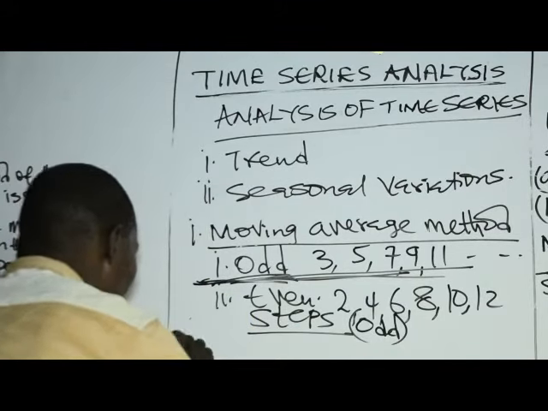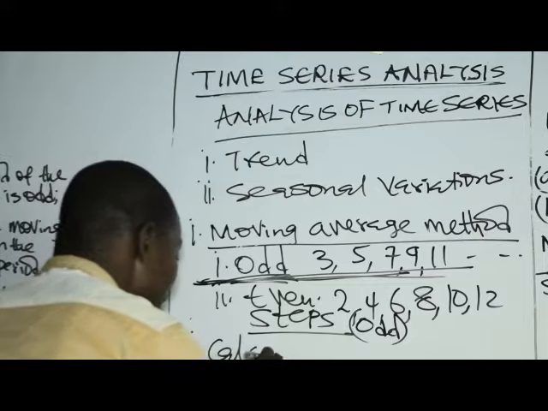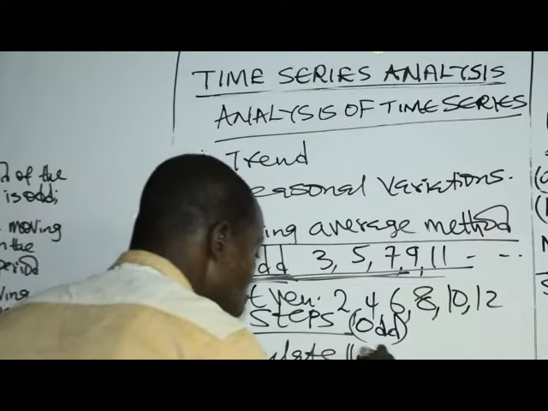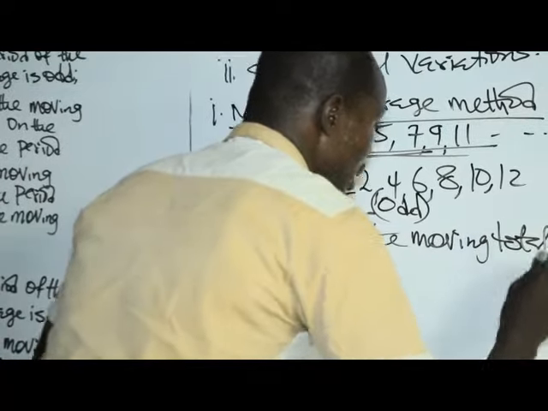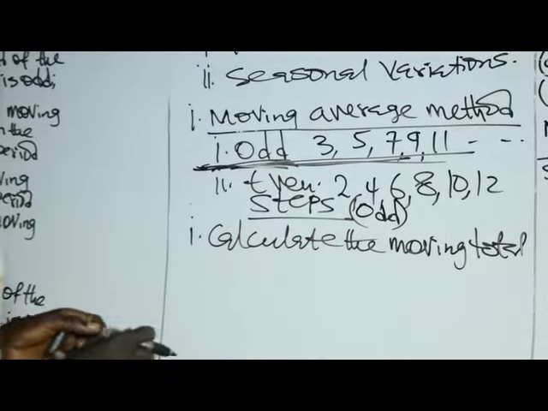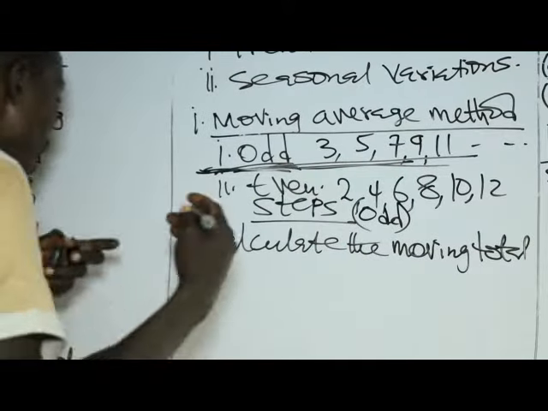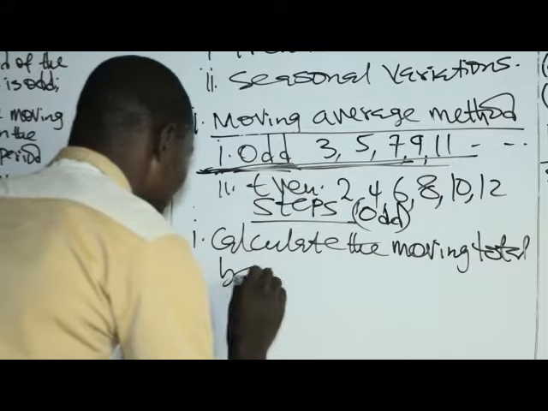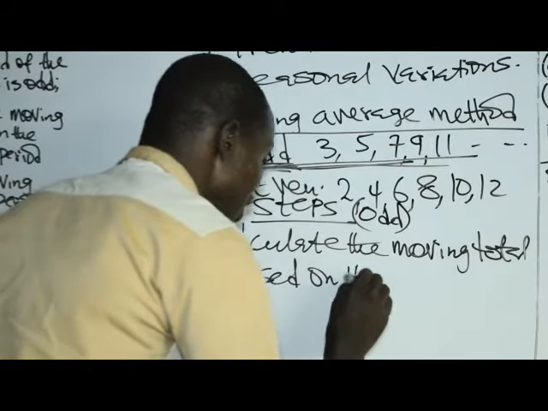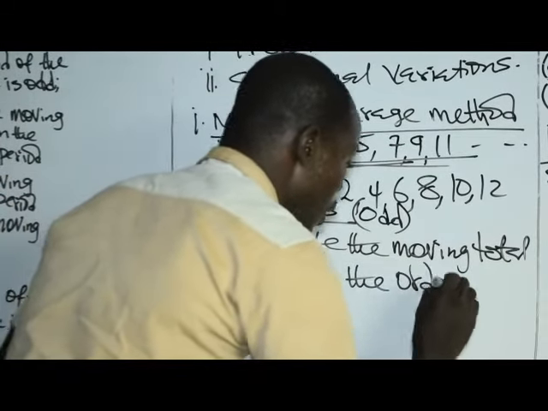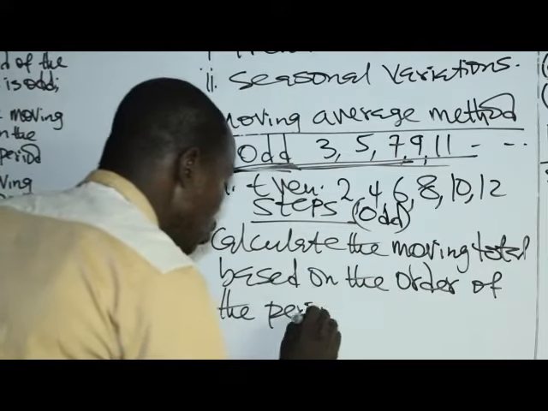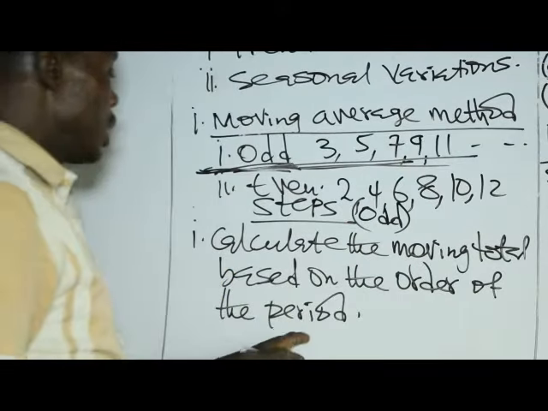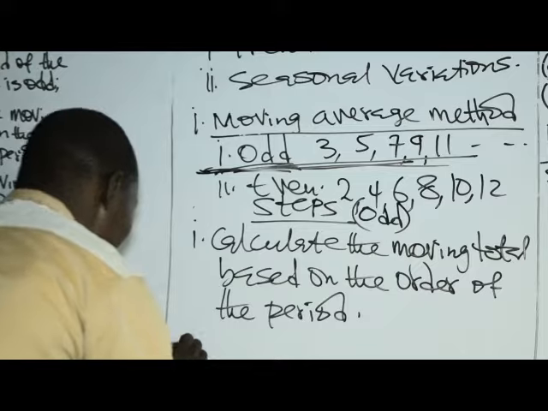The first step is to calculate the moving total. Calculate the moving total based on the order of the period.